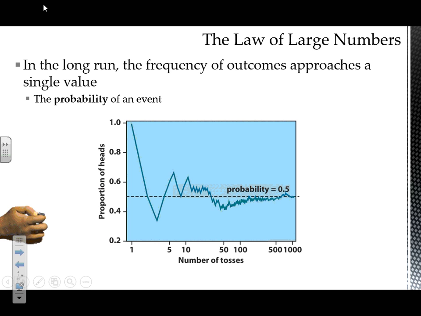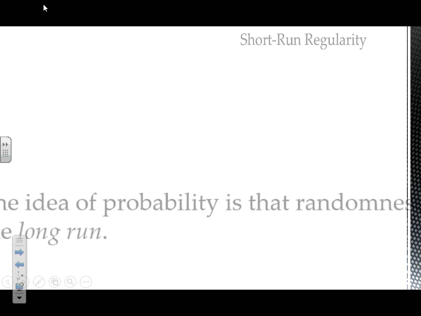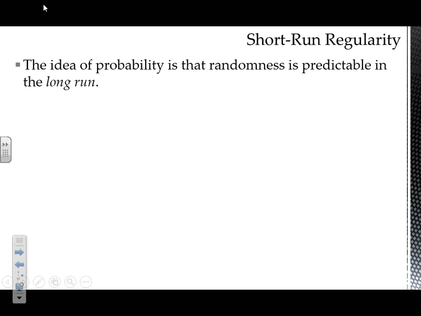Okay? So with the law of large numbers, basically what we're talking about is if we perform a random phenomenon in the long run, in an infinite number of trials, we should start to see everything that we expect even out in the end. So we should start to see about a 50-50 split between heads and tails if we were to do it over and over forever. Does that kind of make sense? Okay? So that's what the law of large numbers says. Now, the idea of probability, so what we talk about when we talk about probability is that randomness is predictable in the long run.